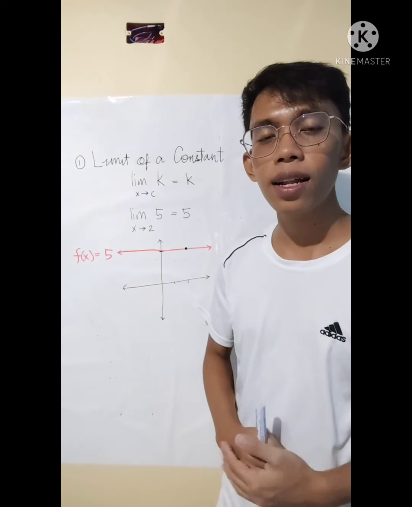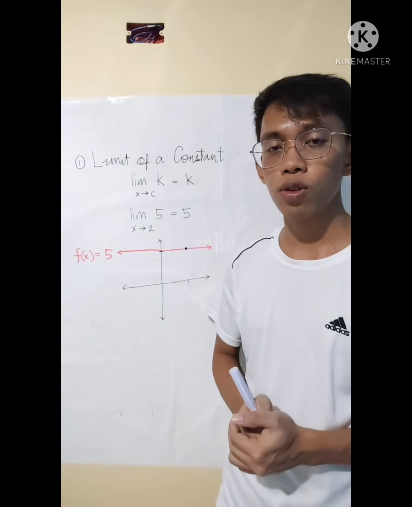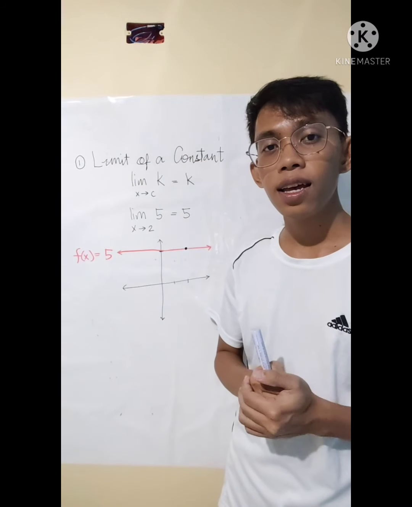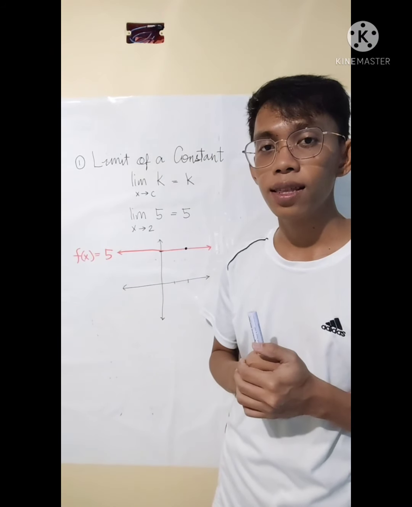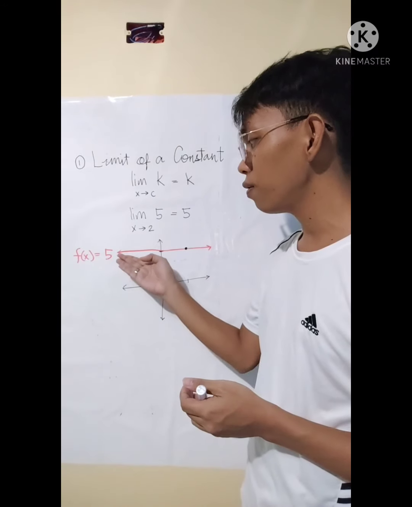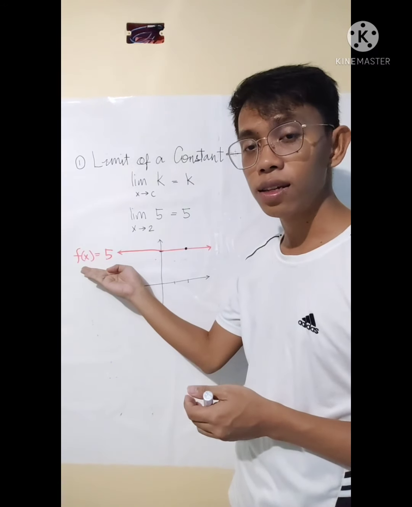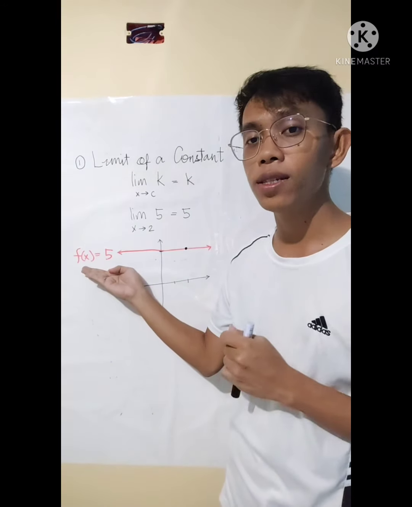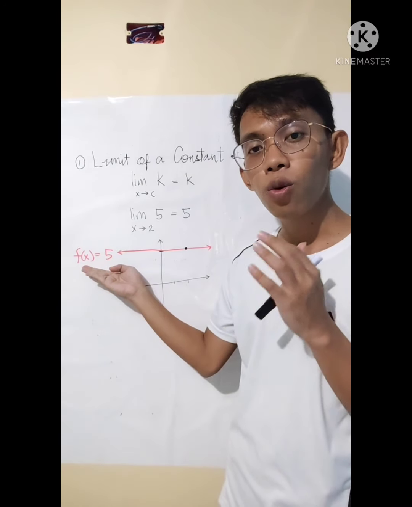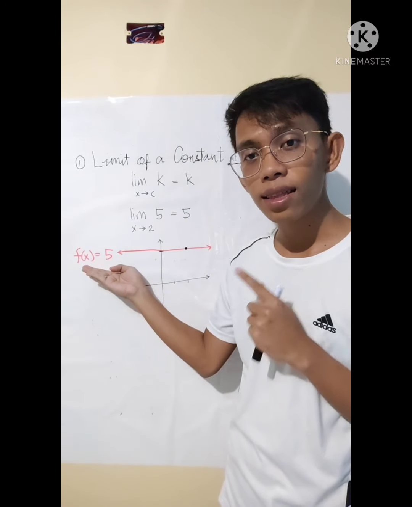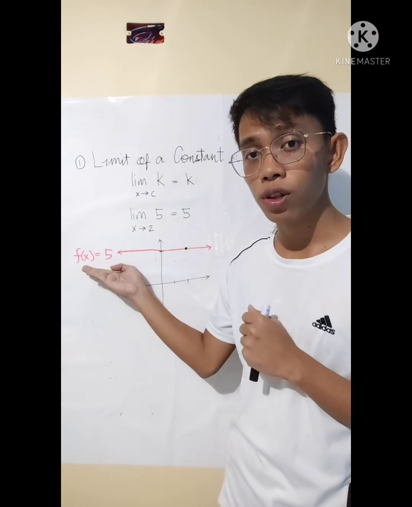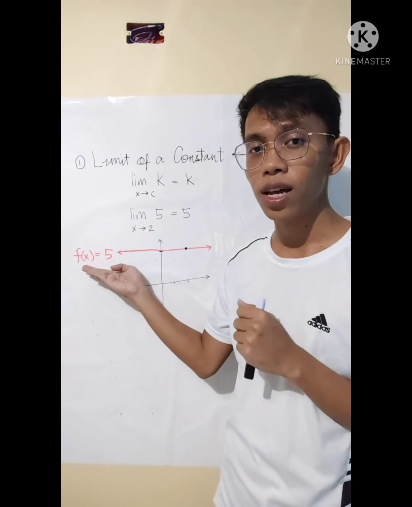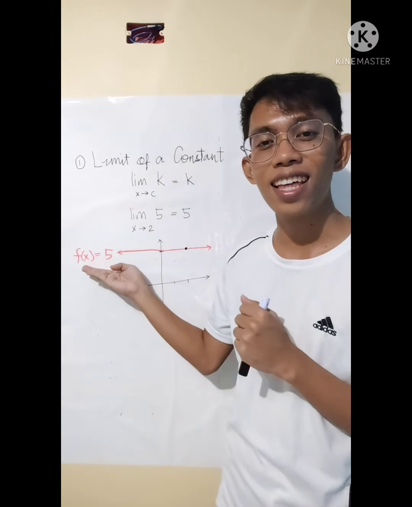Kung titignan kasi natin ang graph ng isang constant function, ang graph niya kasi is a horizontal line. So you can see here, f of x is 5. It is always equal to 5. Kaya, kung ano man yung value ng x natin, palaging ang value ng function is 5 at hindi magbabago. Kaya nga ang tawag natin, constant.